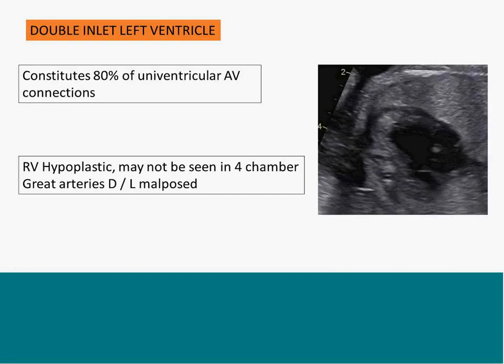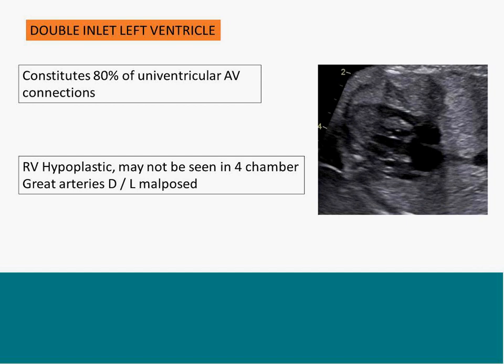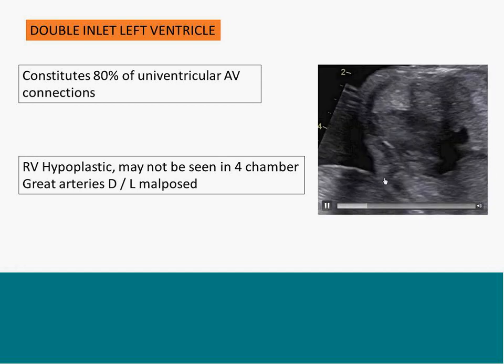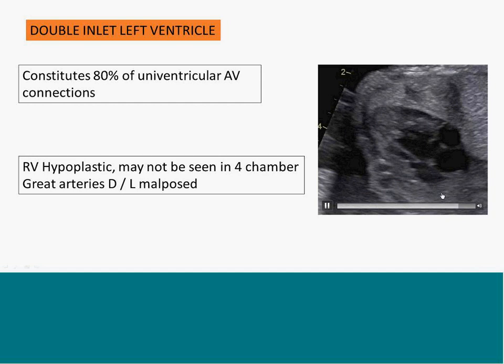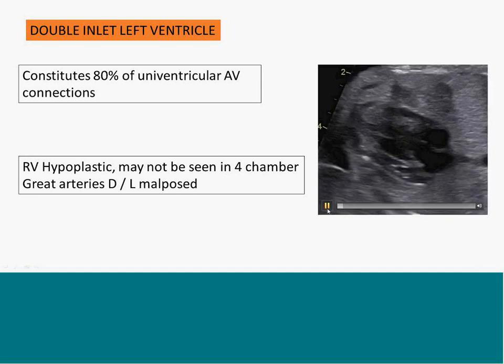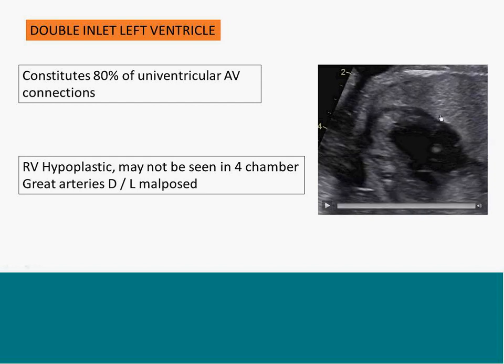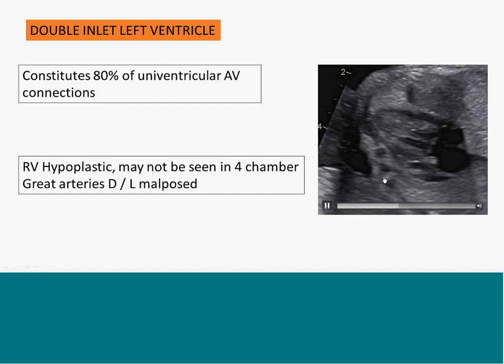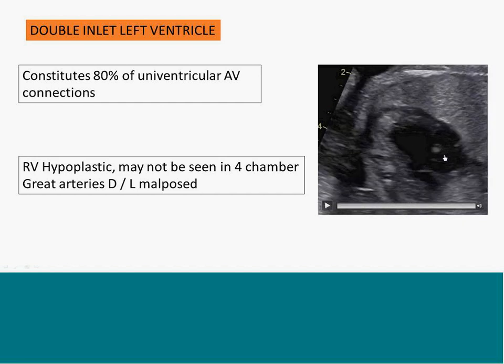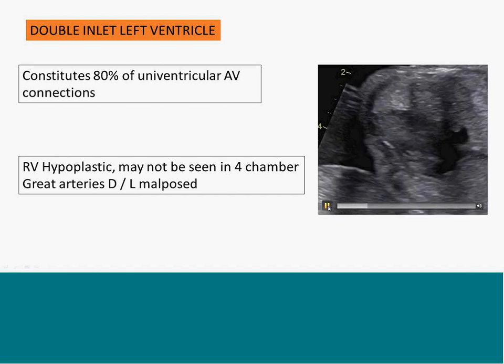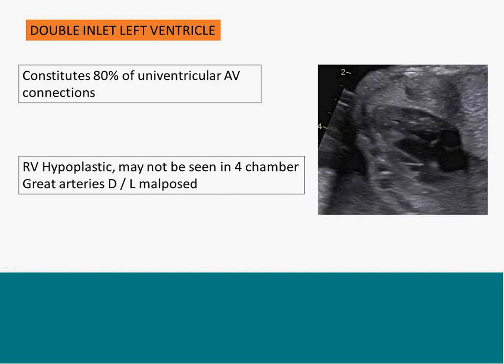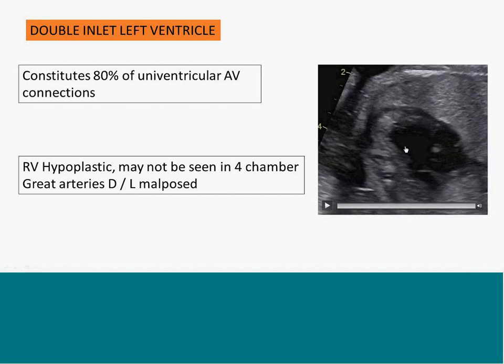Understanding at the level of AV valves, this is a double inlet left ventricle. You can see in this figure, both AV valves are inserting into the morphological left ventricle. The left ventricle is the one which is dominating and the right ventricle is hypoplastic. It is easy to diagnose because you will see one chamber smallish, and then when you focus on the AV valves, you'll realize that both the inlets are going into the same dominant left ventricle.